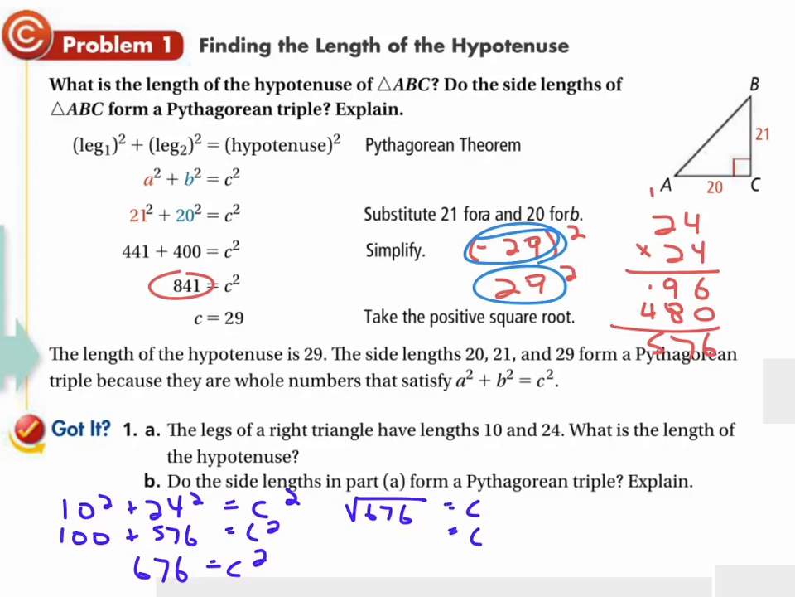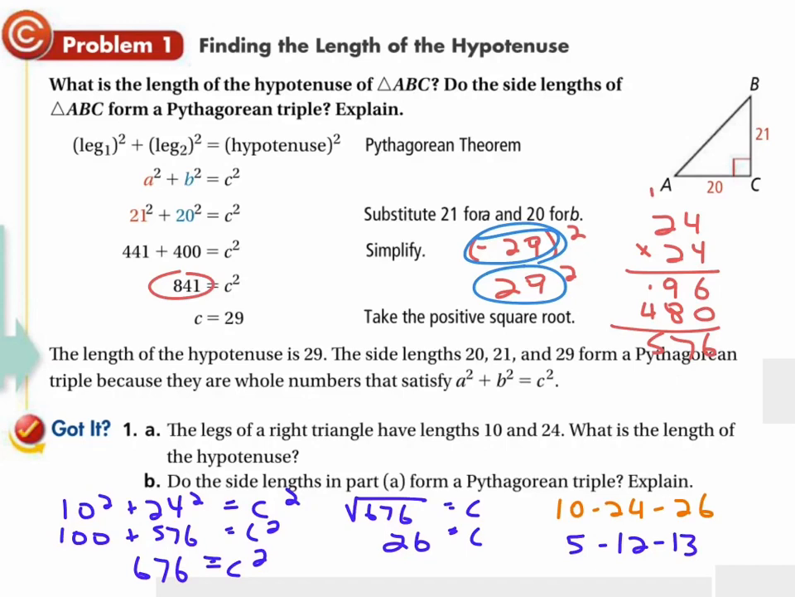And as it turns out, if you type this into your calculator and you square rooted it, you would get 26. And is that a Pythagorean triple? Well, is it 3 whole numbers? It sure is. So we've got a 10, 24, 26 Pythagorean triple. And hey, fun fact, this is just the doubling of a Pythagorean triple that we already learned, which is the 5, 12, 13.